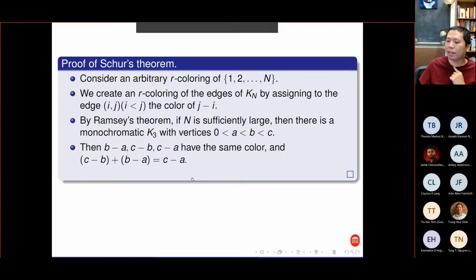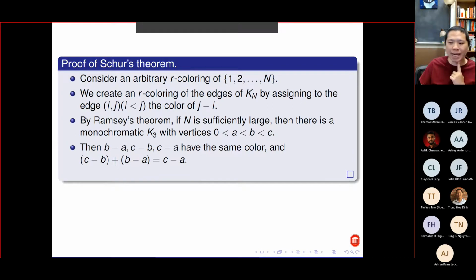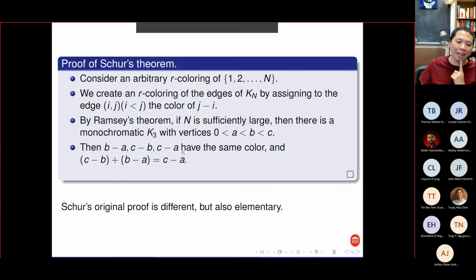So any questions? So this is pretty quick, right? But you may ask, Ramsey's theorem was proved in 1928, and Schur's theorem was from 1916. So how could Schur have known this proof? Schur's original proof is different from this. This is the standard proof of Schur's theorem, but Schur proved it in a different way, and his proof was also elementary.